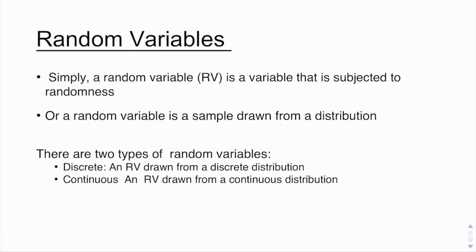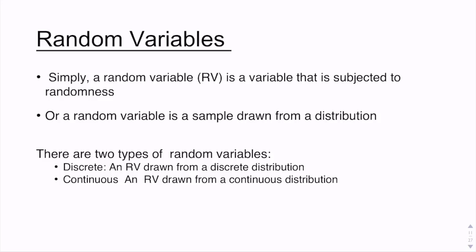Before we talk about distributions and some parameters and other definitions, we start off by introducing random variables. A random variable is a variable that is subject to randomness. So when we are not certain about a measurement, then we have a random variable.